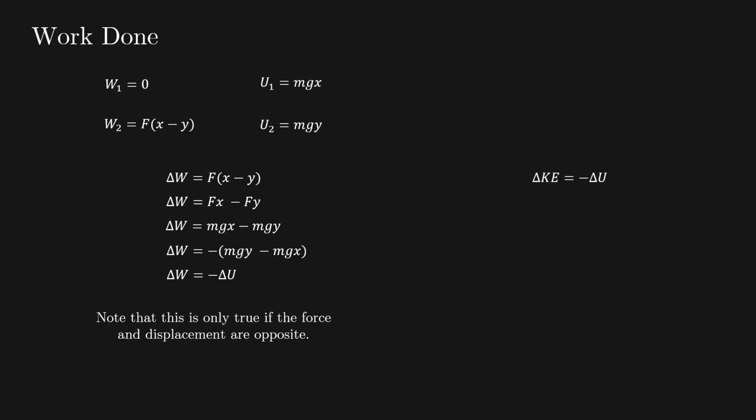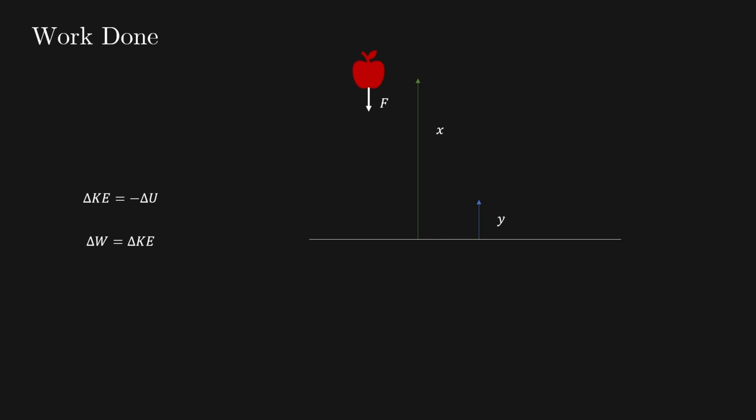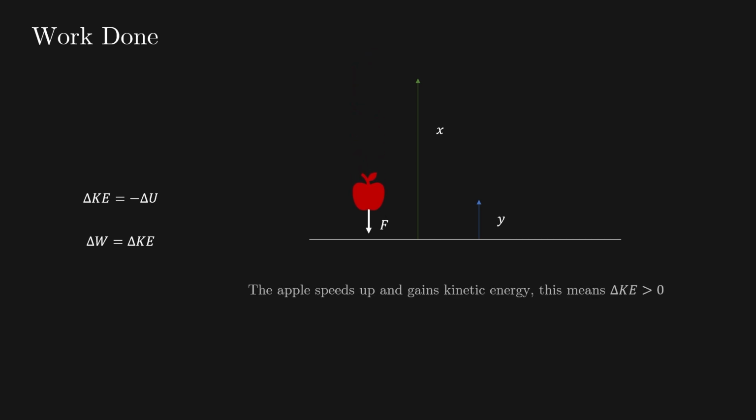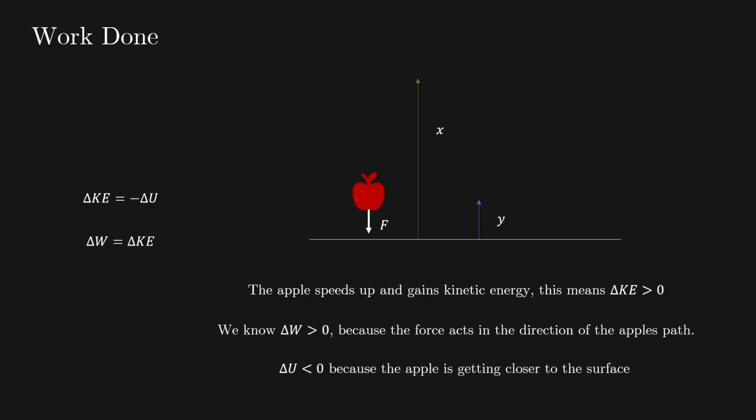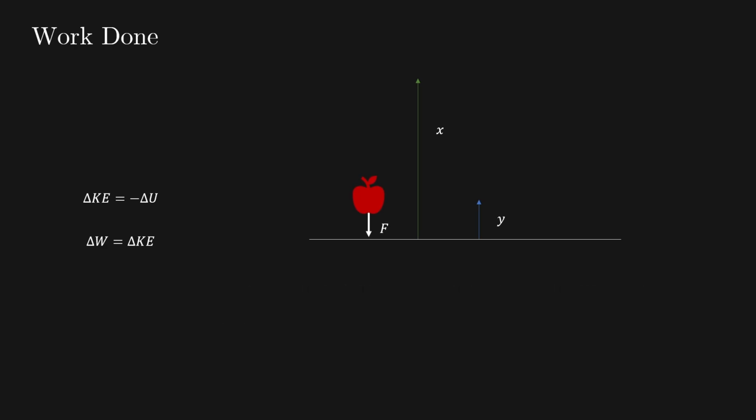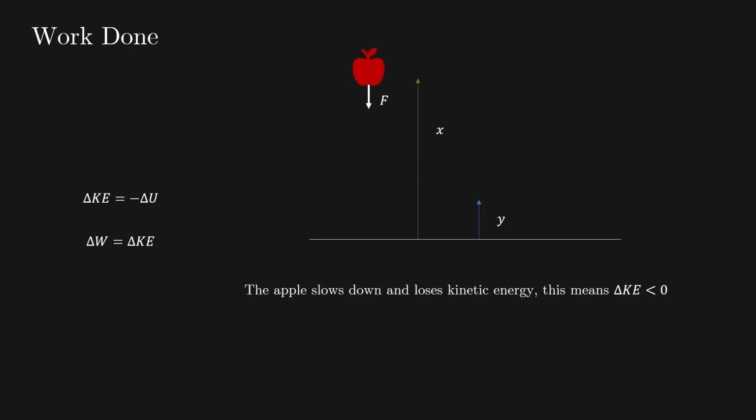By considering the change in kinetic energy in this situation, we can see that the change in work is equal to the change in kinetic energy. As the apple falls, it speeds up and gains kinetic energy. The work done is positive, and the change in potential energy is negative. If the apple is lifted, the scenario is the direct opposite.